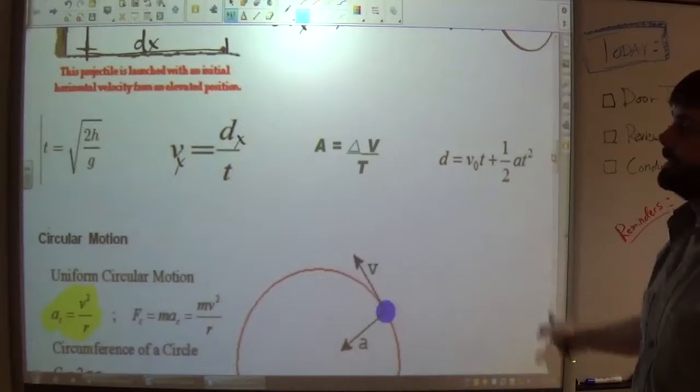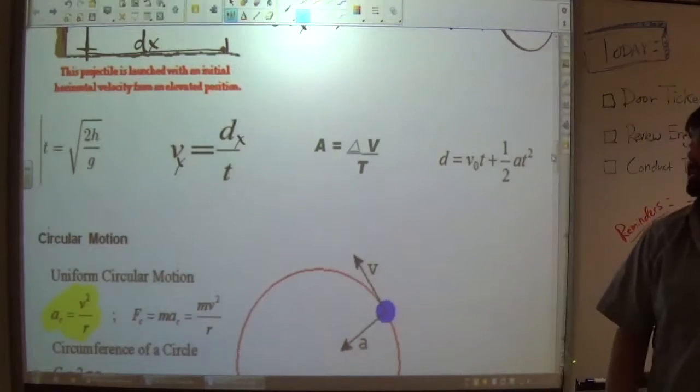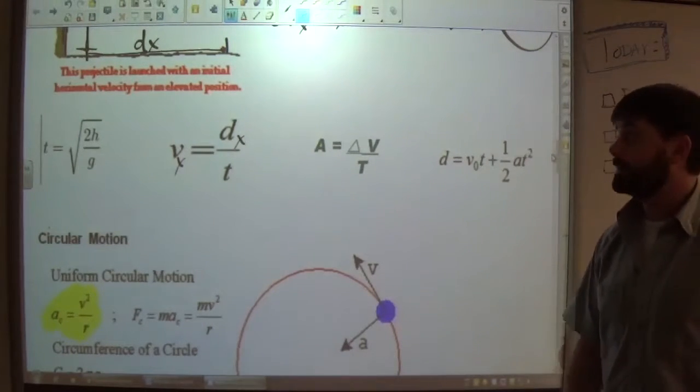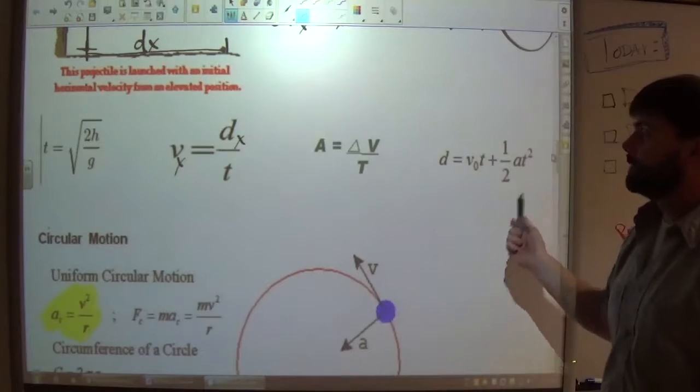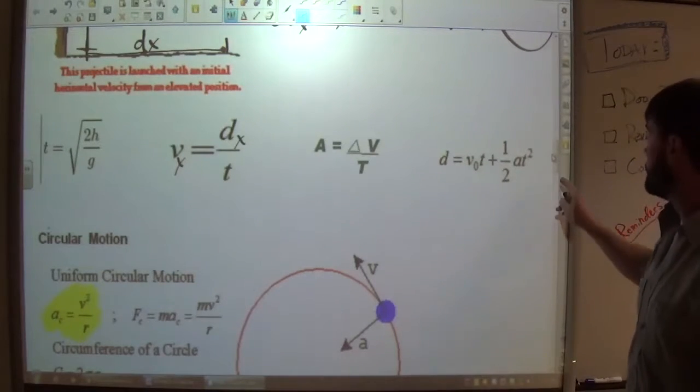The equations that are listed here, you guys can certainly feel free to keep these in mind. You'll probably have to use them in the future. But again, these are all a review of what we've used in the past.